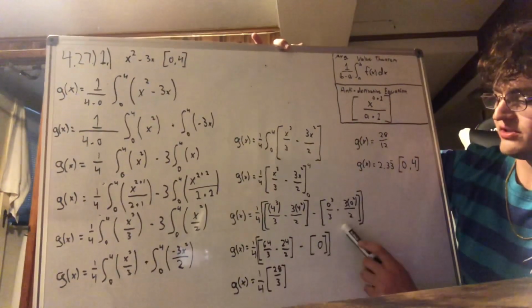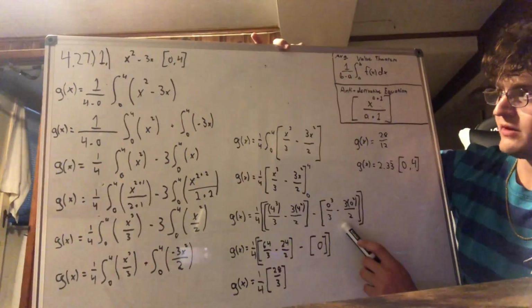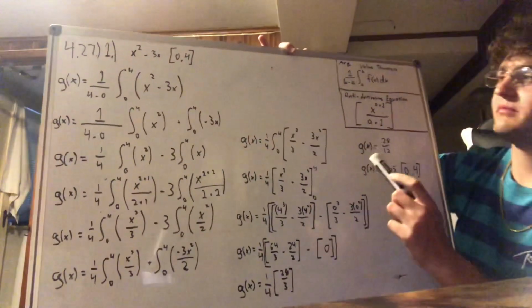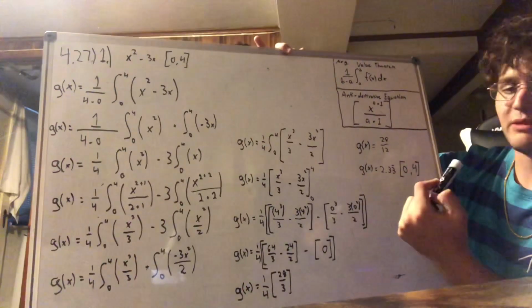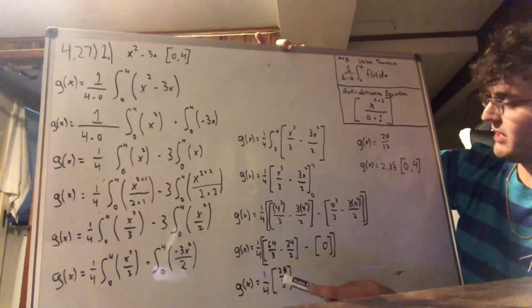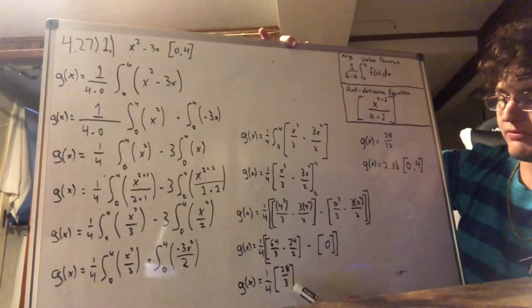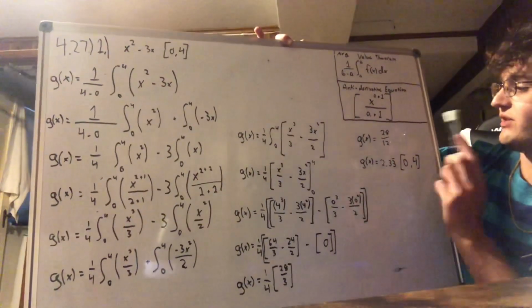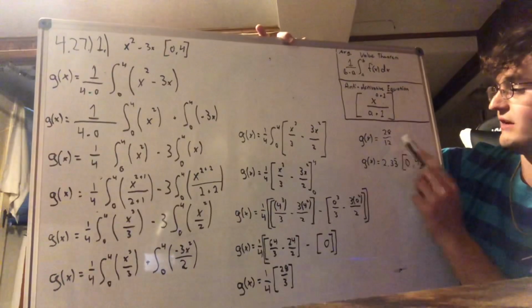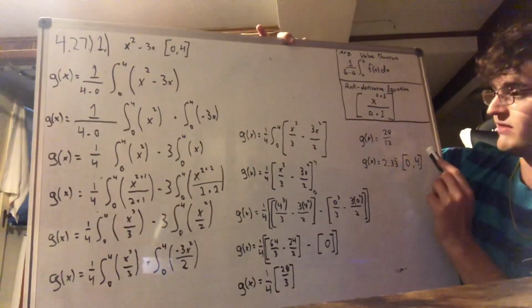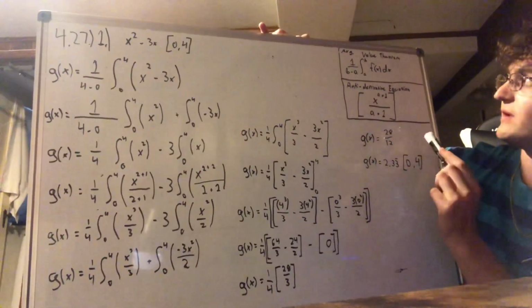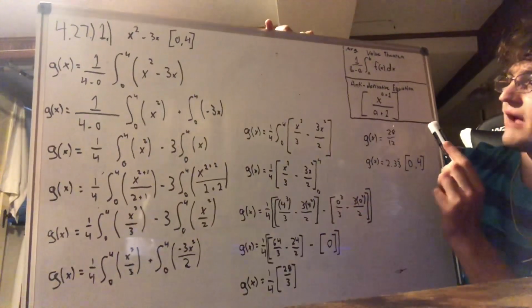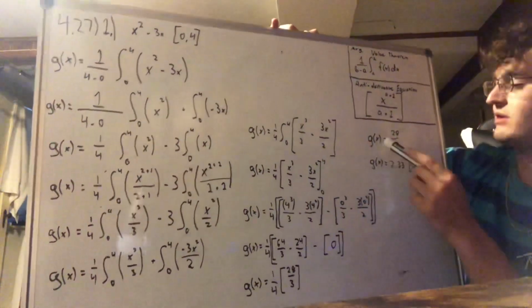Minus 0, because our a term is 0, and so anything multiplied by 0 is 0. So we end up getting g of x equals 1 divided by 4, brackets 28 divided by 3, which is right here, and then we're going to bring that up top over here and finalize it. We're just solving for g of x at this point to see if our average point fits within the interval.